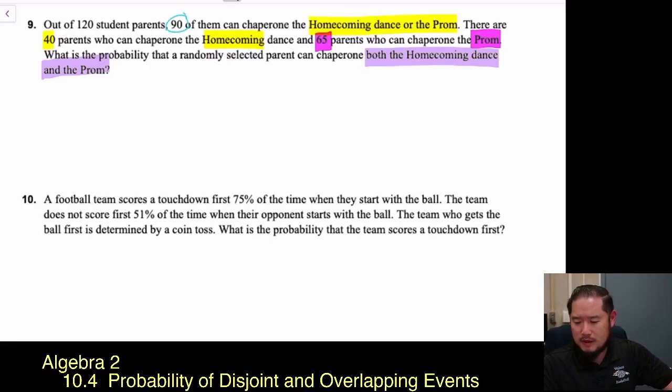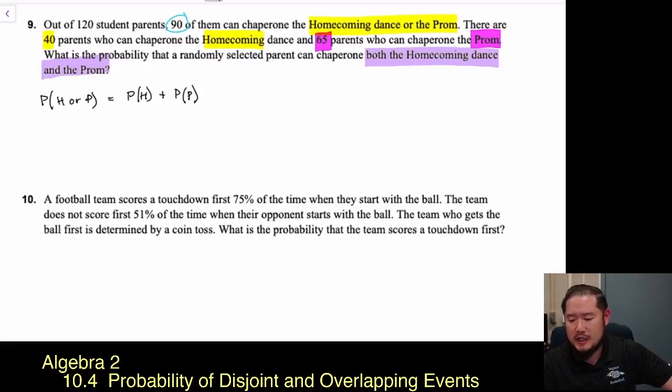All right, so we have to put all of this together. We have our equation, right? We have probability of homecoming or prom, right? That's how we usually always start this off, homecoming or prom. So then what is the probability of homecoming? I'll just use H for that. And then the probability of prom. Now there is some overlap right here because they're saying that there are some that could chaperone both. So we're going to have to subtract that, and that's the probability of homecoming and the prom.